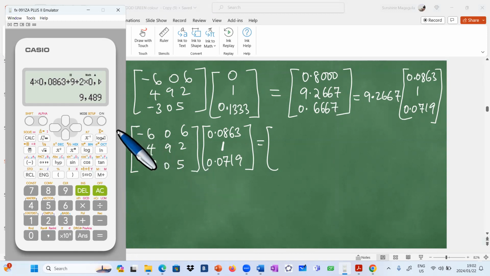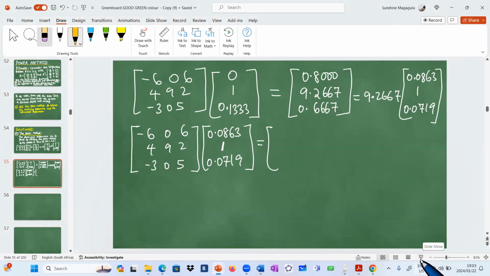And then the bottom row also. So you have also minus 3 times 0.0863. This by that is 0 plus 5 times 0.0719 equals. Right, so what we're getting is 0.1006. Okay.